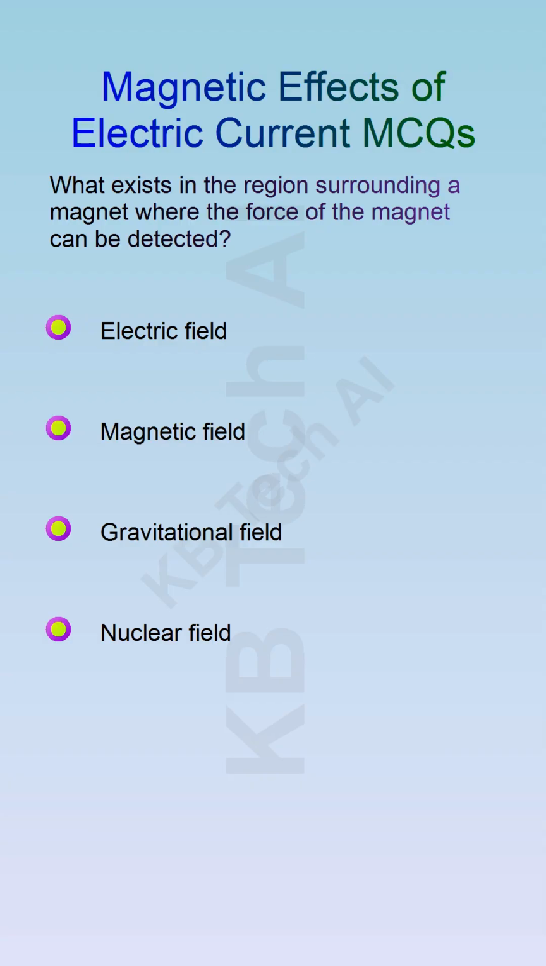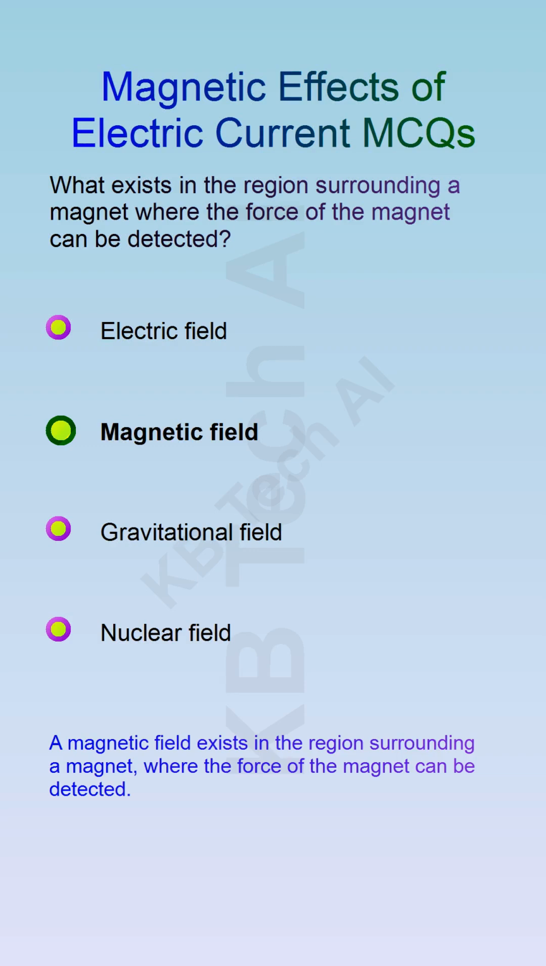What exists in the region surrounding a magnet where the force of the magnet can be detected? Option 1, Electric field. Option 2, Magnetic field. Option 3, Gravitational field. Option 4, Nuclear field. The answer is, Option 2, Magnetic field.